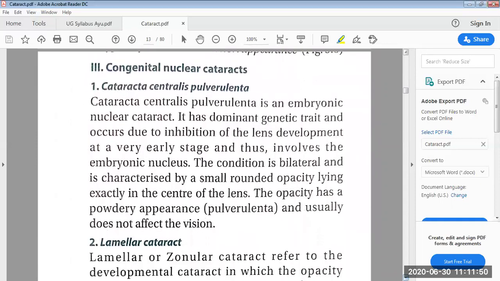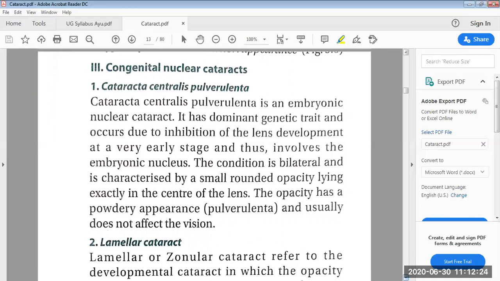Then the third type of congenital and developmental cataract is a nuclear cataract. The first type is the cataracta centralis pulverulenta. It is called the embryonic nuclear cataract. It has a dominant genetic trait and occurs due to inhibition of the lens development at a very early stage, and thus involves the embryonic nucleus.